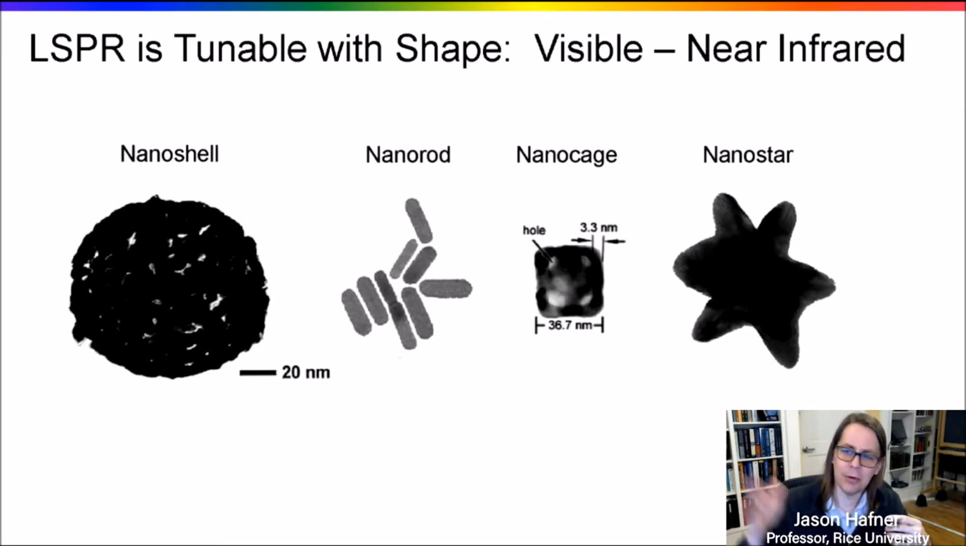And then a plethora of structures have come out. That cage is like a hollow cage. We discovered these nanostars. They have a resonance for every tip. All kinds of cool stuff showed up.